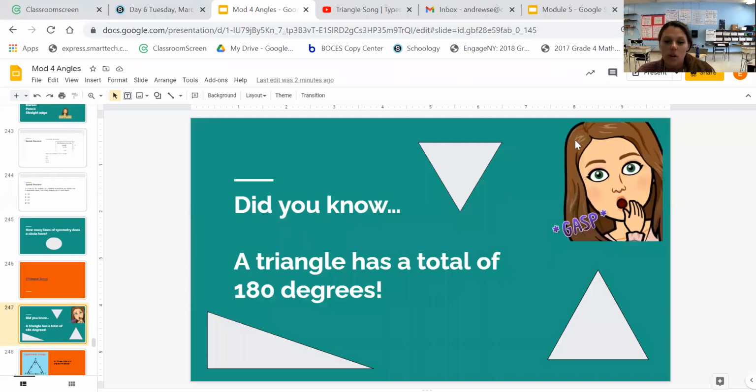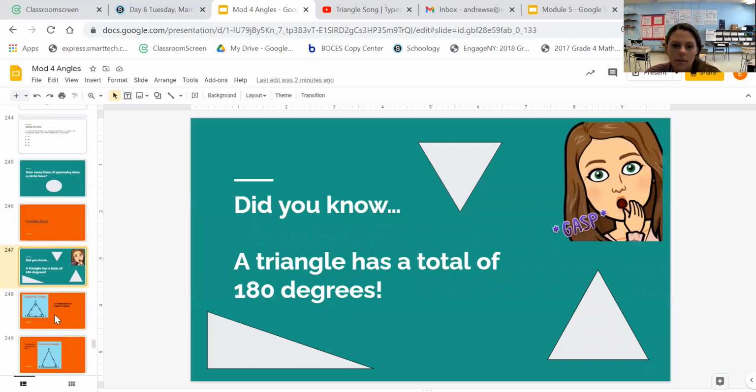So a little bit you need to know about a triangle. Did you know that a triangle has a total of 180 degrees? All three of those angles put together equals 180 degrees. Just a little fact for you. Doesn't matter what the triangle looks like, all three angles will equal 180 degrees.